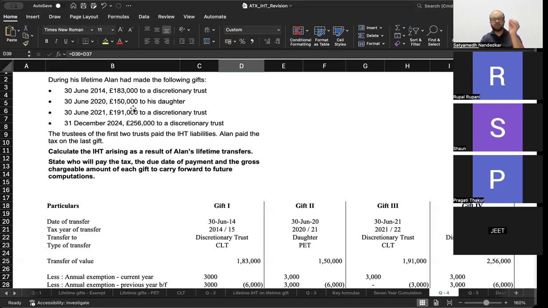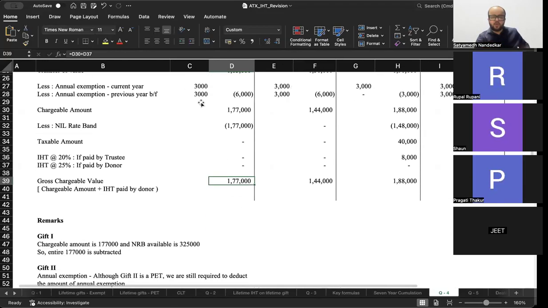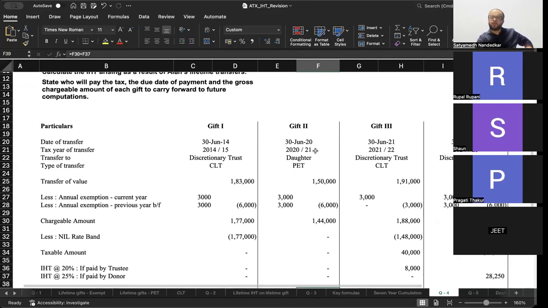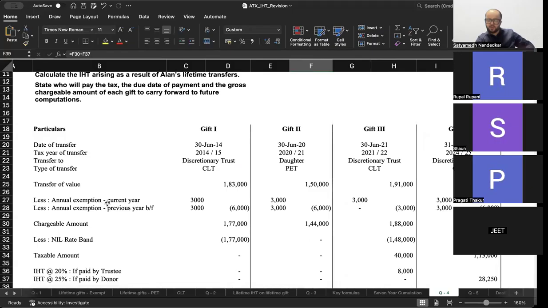What will be the GCV of this transfer? GCV of this transfer will be chargeable amount plus IHT paid by donor. Here no IHT is paid. Gross chargeable amount is 1,44,000. Follow the same procedure. Follow this particular table.